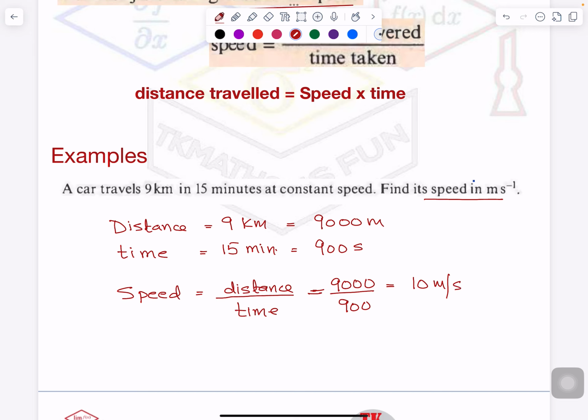Right? Usually in mechanics, speed is represented by V or U. I will come back to this, what is the difference between them. And distance is usually represented by S, distance and displacement. Right? We will come back to that also.